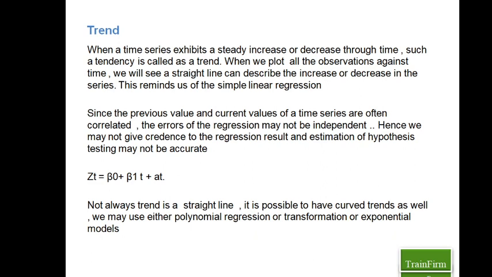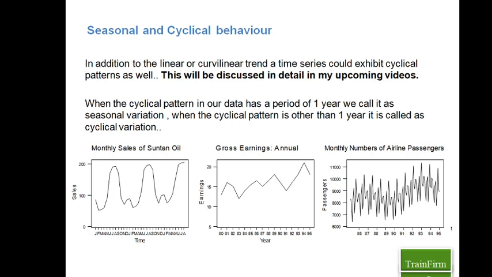Okay, so apart from the trend, we just spoke about the trend component, and we looked at the equation which can help us extract that trend component from the time series. The other two components we discussed were the seasonal and cyclical components, right? So this is in addition to the trend. A time series can have a trend component, a seasonal component, definitely a cyclical component, and may also have an irregular component.